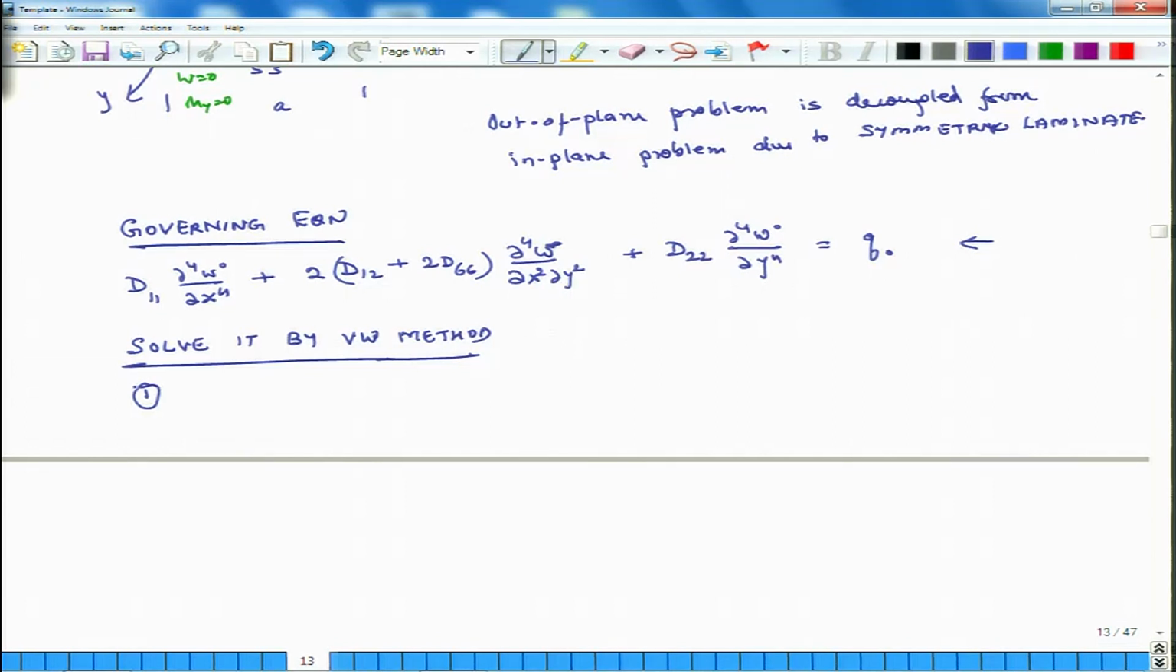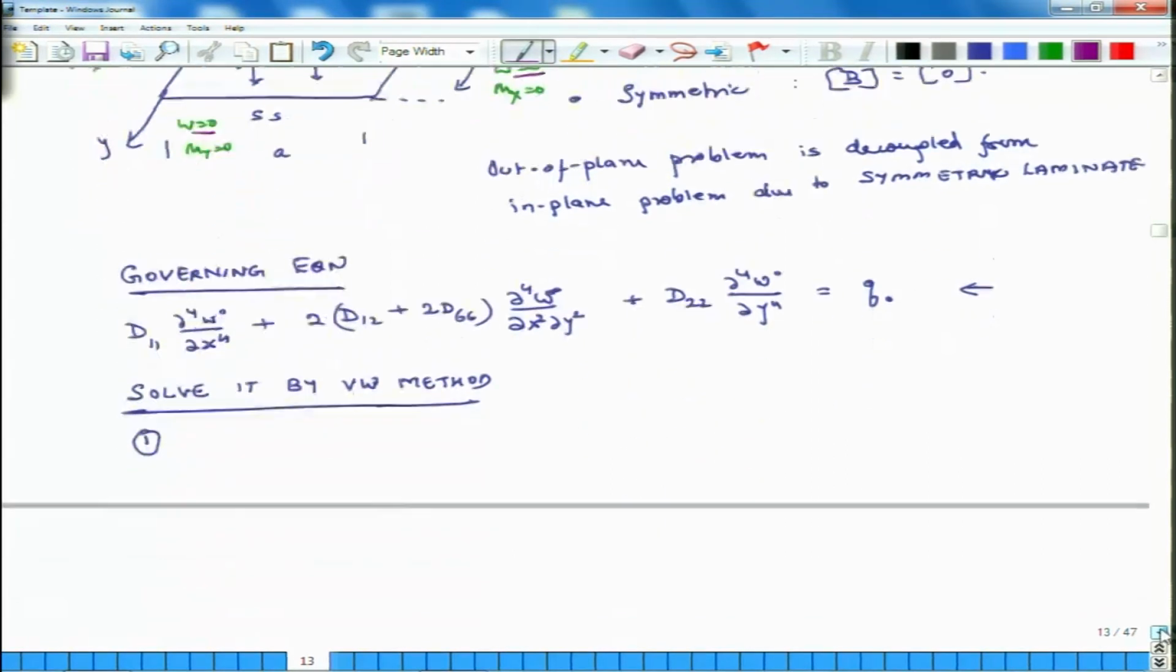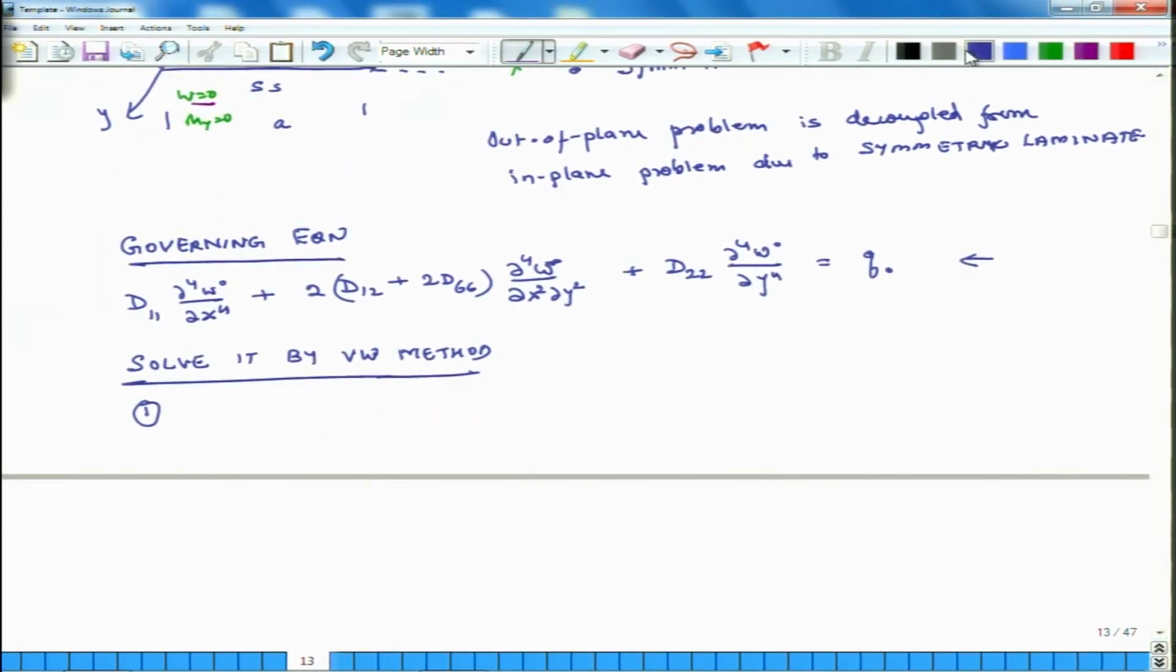The first step is that we have to select W. W is what we want. We have to select a function for W which meets all the kinematic boundary conditions. So, which are the kinematic boundary conditions? W is equal to 0 on all four edges. So, any function which is 0 on all the edges of the plate, that is a valid function. That function need not ensure Mx to be 0 or My to be 0 on the edges of the plate, and the function need not satisfy the governing differential equation as well. Okay. So, all we are interested in satisfying is the kinematic boundary condition.